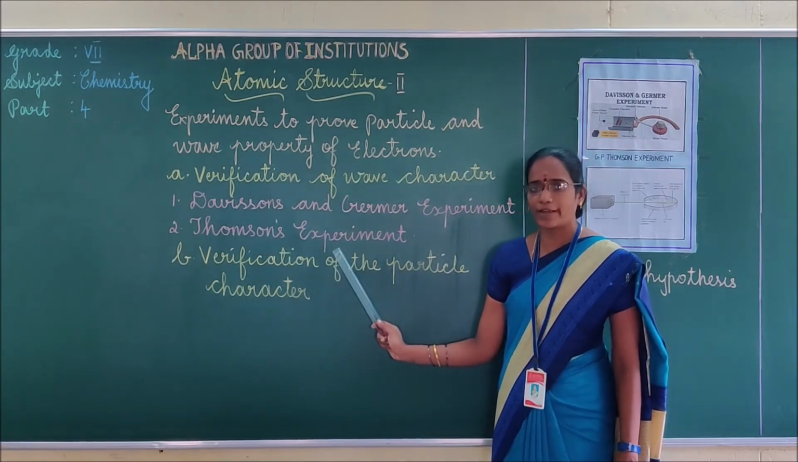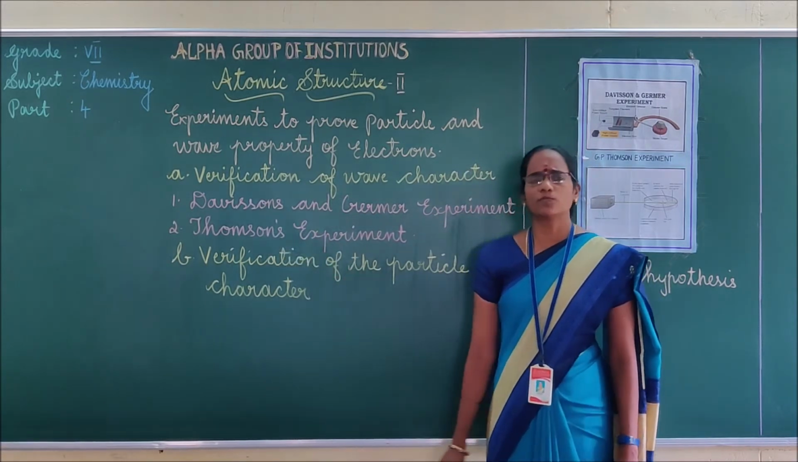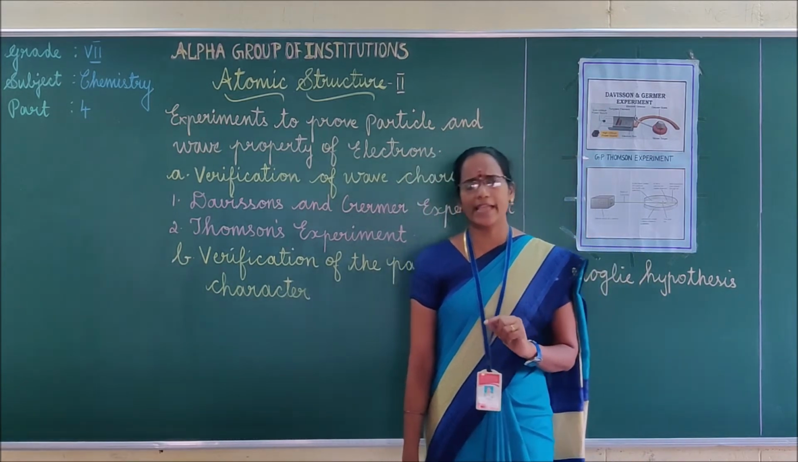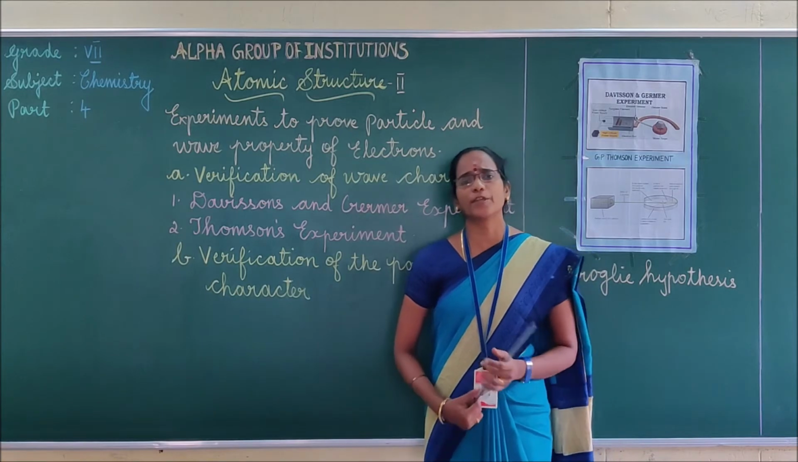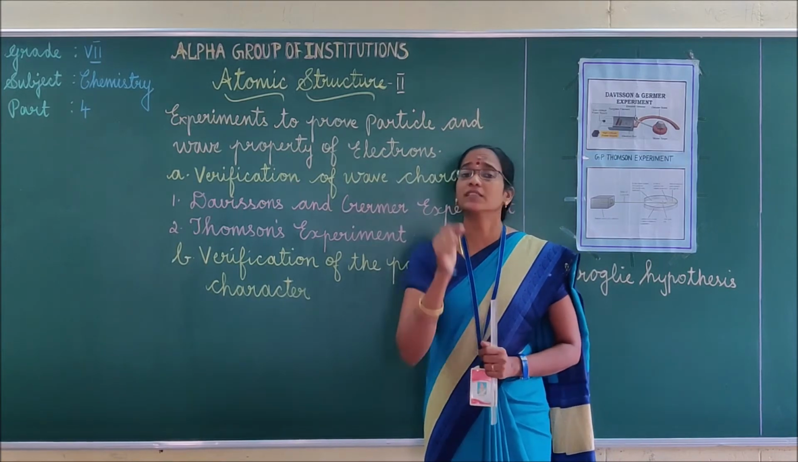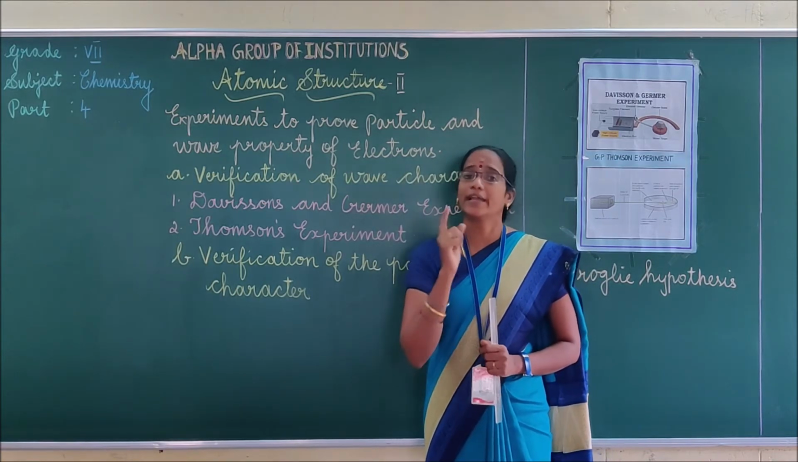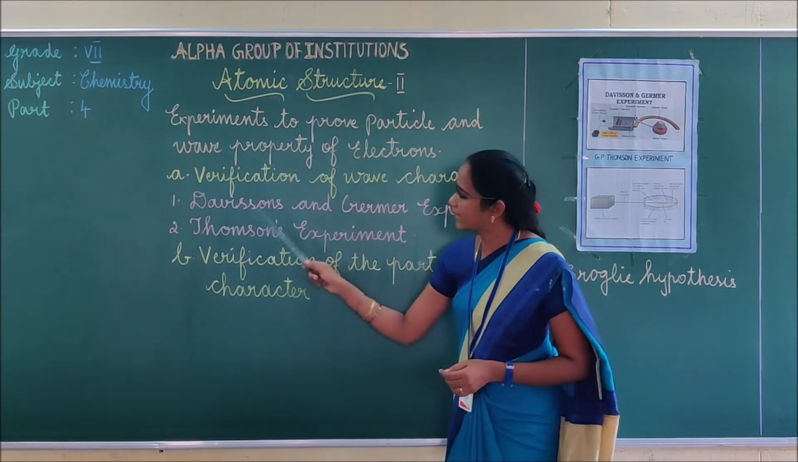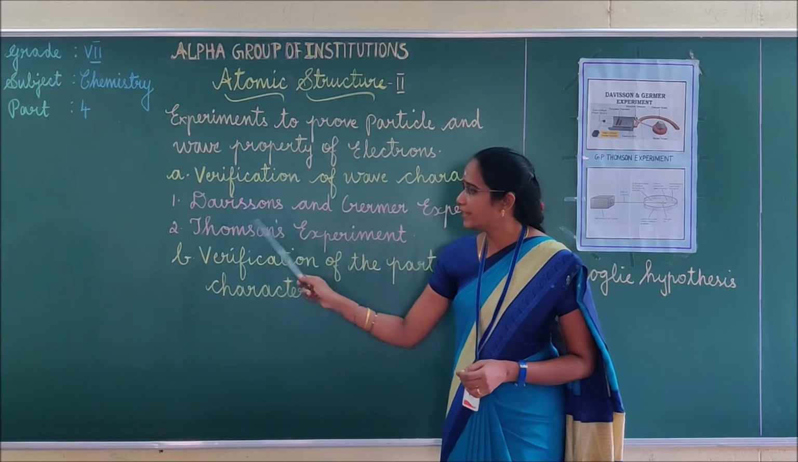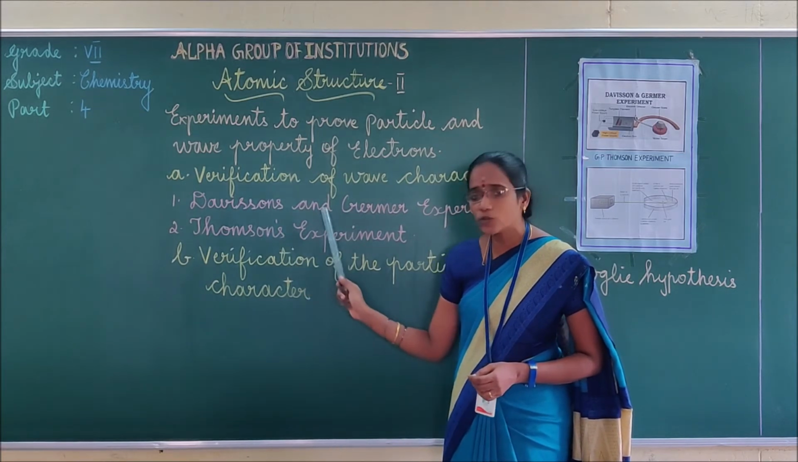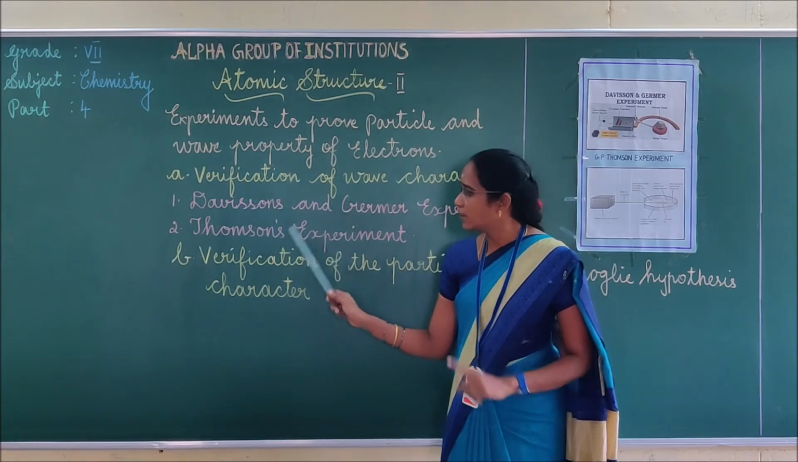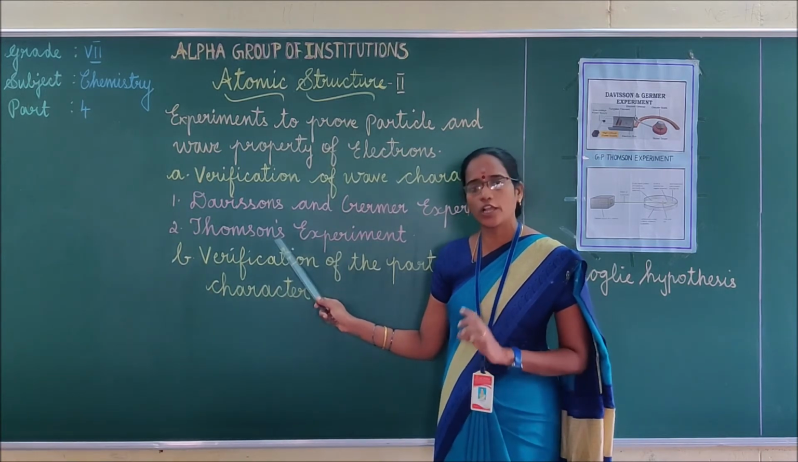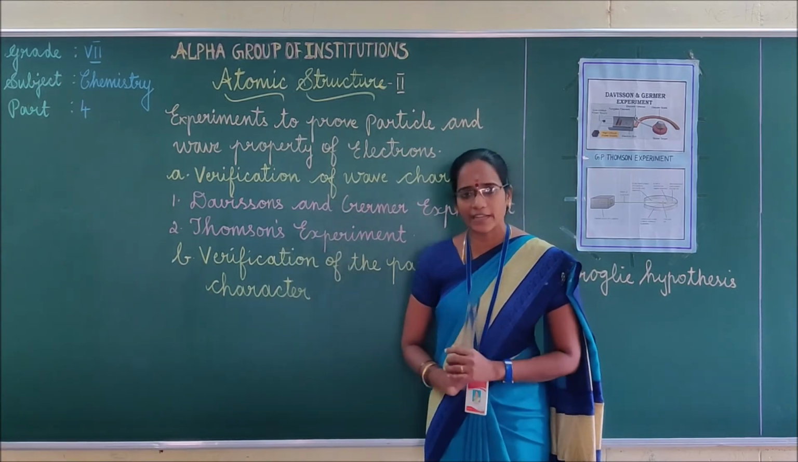Thomson's experiment. G.P. Thomson, son of J.J. Thomson, in 1928 performed an experiment using thin foil of gold in place of nickel crystal. But what did we see in the Davisson and Germer experiment? They used a nickel crystal. But in Thomson's experiment, Thomson used a thin foil of gold in place of nickel crystal.